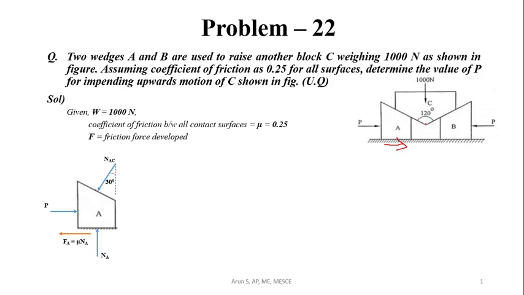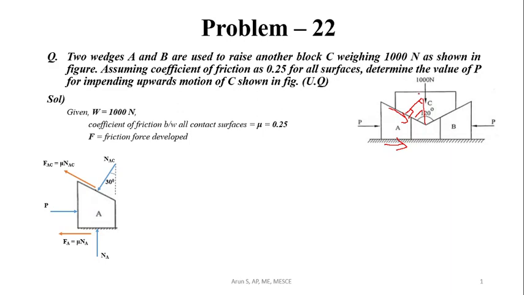The angle is 60 degree when this line is perpendicular. When the geometry is complete, this angle is 30 degree, and the remaining angle is 60 degree. This is 90 degree. Now, as we apply this force P, wedge A moves, and relative to block C the friction force will be in the upward direction. Let it be FAC, which is mu into NAC.